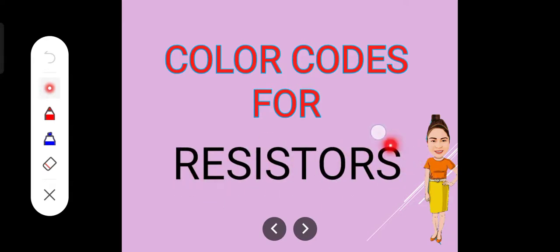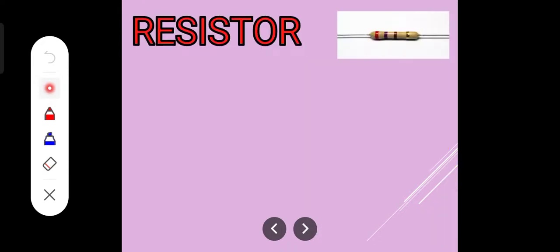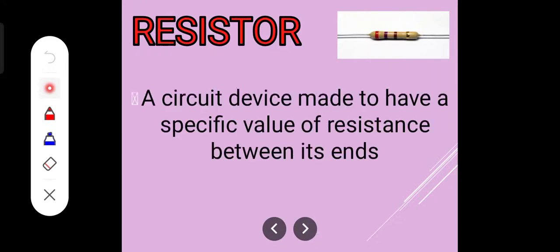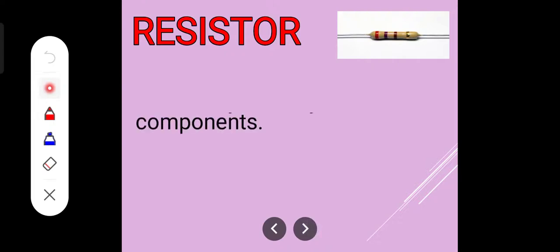But what is a resistor? A resistor is a circuit device made to have a specific value of resistance between its ends. Take note, resistance interrupts or resists the flow of electricity. That's why resistance is very important in order to avoid overload of electrical appliances. So that is a resistor.